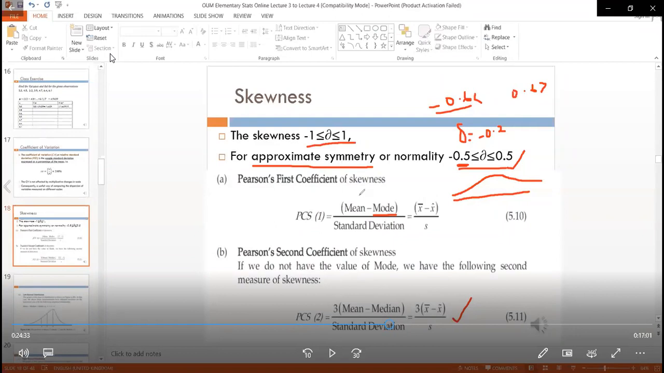We tend to interpret the measure of skewness relative to the standard error of the skewness. Indirectly, what engineers usually do is we interpret the skewness within 3 standard deviations of the standard error of the skewness. I think you understand that better when we get to inferential statistics.